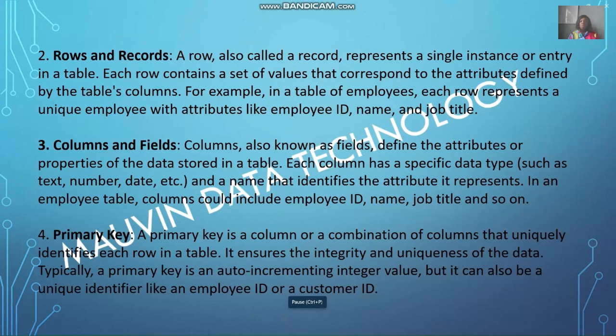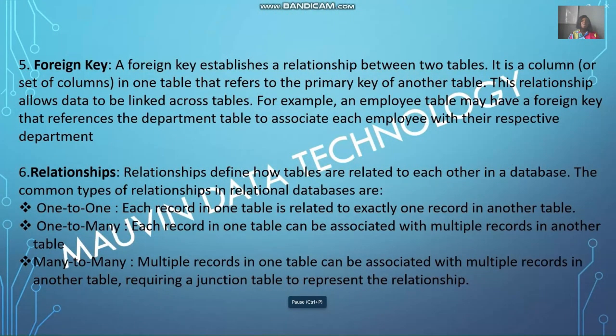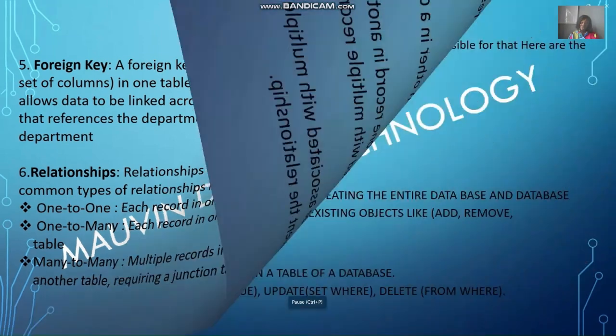Let's look at primary key. A primary key is a column or a combination of columns that uniquely identifies each row in a table. What of foreign key? A foreign key establishes a relationship between two tables. It is a column in one table that refers to the primary key in another table. Let's look at relationship. A relationship defines how tables are related to each other in a database.